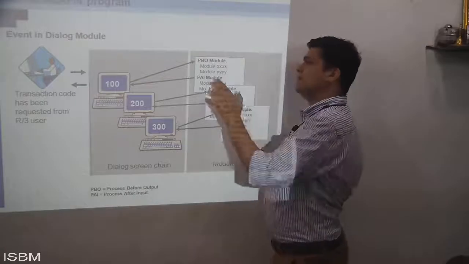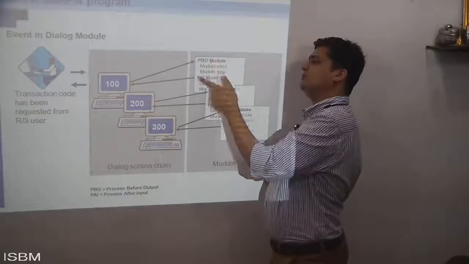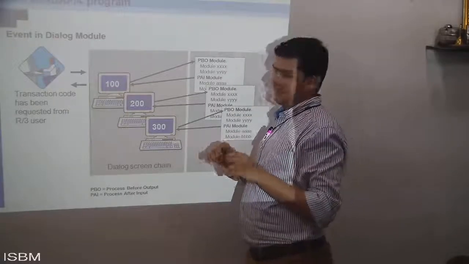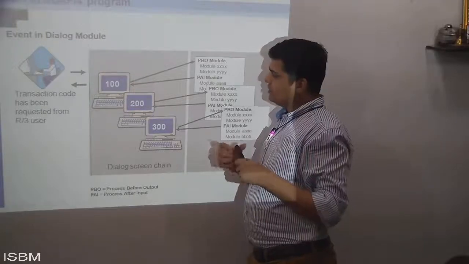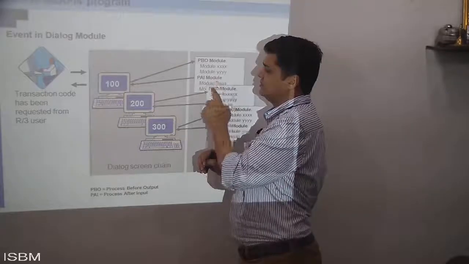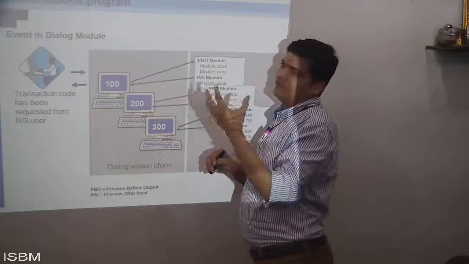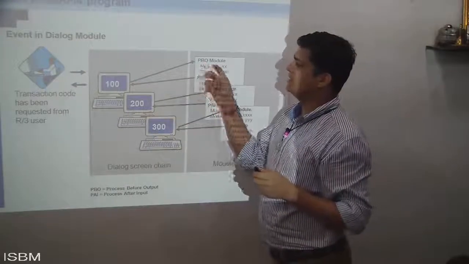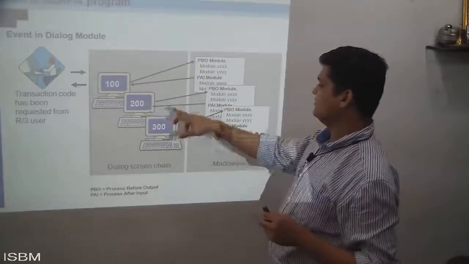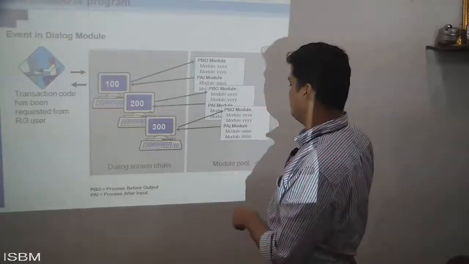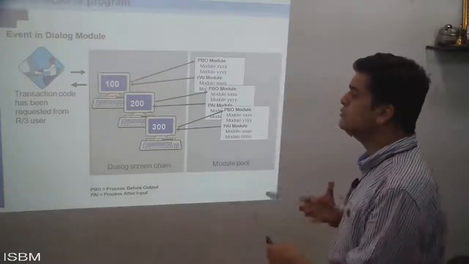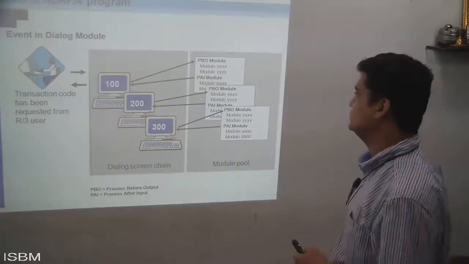What is the meaning of PBO and PAI? PBO stands for process before output and PAI for process after input. If you're writing something, like on a keypad, when you input, it will trigger the function module process after input, and before showing the output, the PBO module is triggered and will show you the output. This is the way PBO and PAI work. So this is the dialog screen or module, with process before output and process after input. These modules are basically used to show you everything in your system.